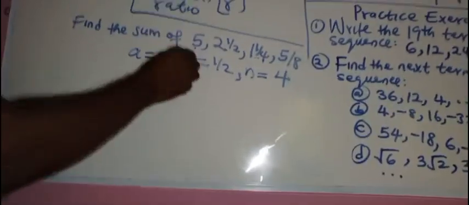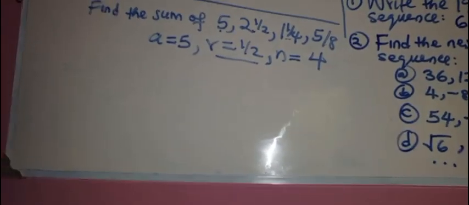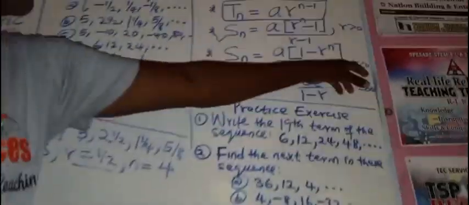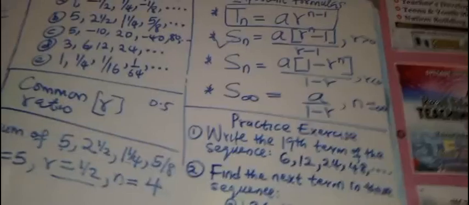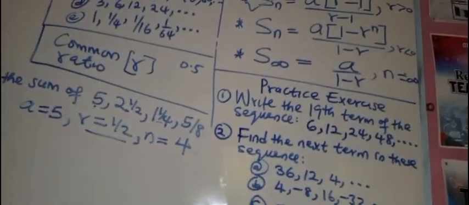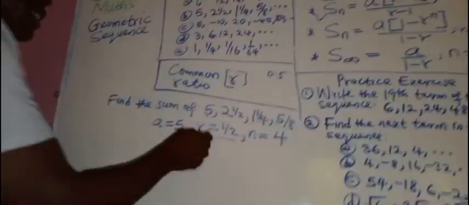Now, if you look at this R, R is half. Half means 0.5, which is greater than 0 and less than 1. Greater than 1 is the other rule. So this is less than 1.